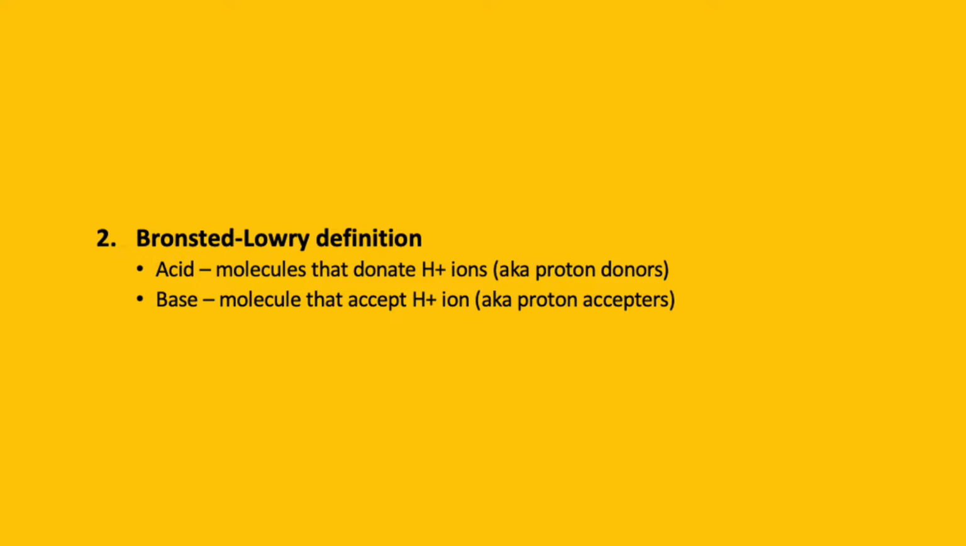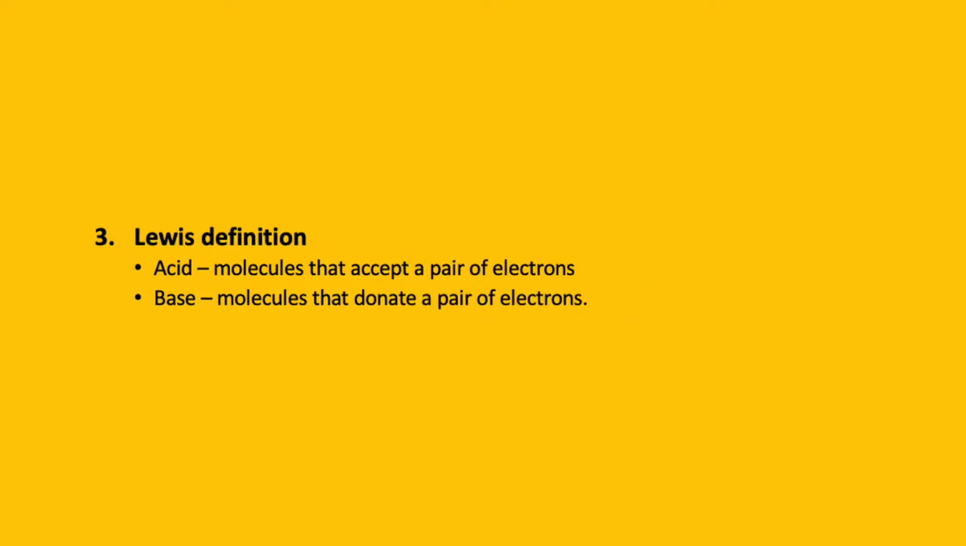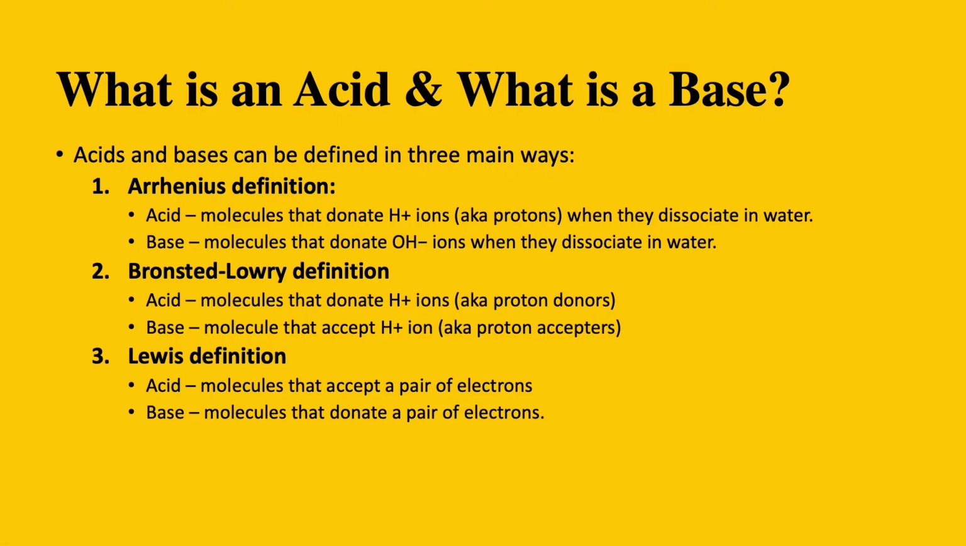molecule that donates a proton, which is a hydrogen ion. So these are proton donors. On the other hand, a base is a molecule that accepts a proton, that is, again, a hydrogen ion. So bases in the Bronsted-Lowry definition are proton acceptors. Thirdly, we have the Lewis definition. In the Lewis definition, acids are molecules that accept a pair of electrons, and bases are molecules that donate a pair of electrons. All these definitions can be confusing.